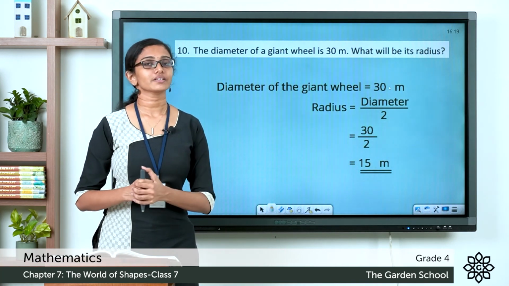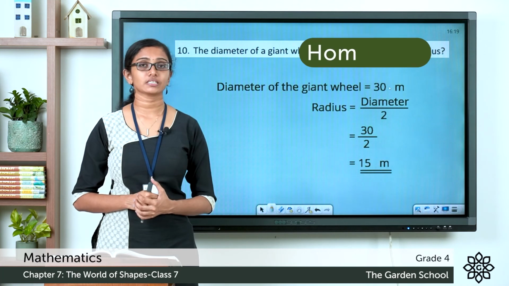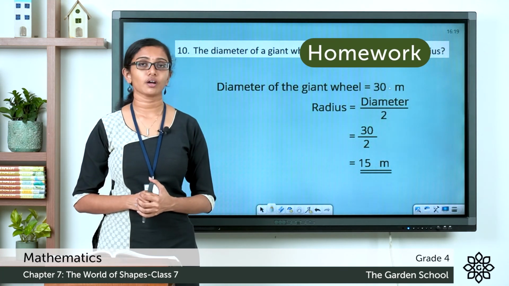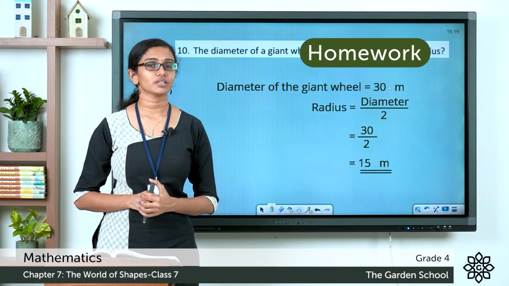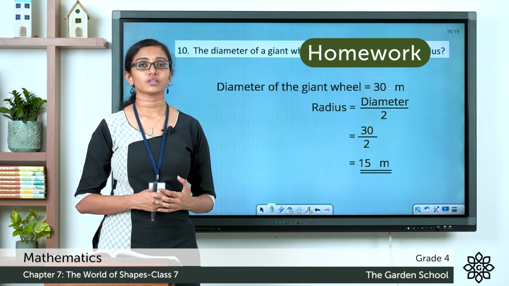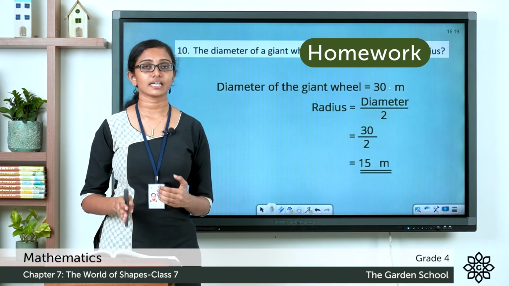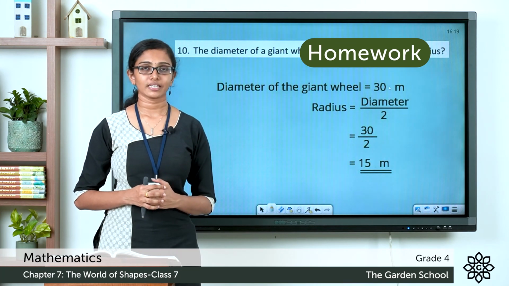Hope you are clear with all the questions. Please complete the questions which you were asked to work out in your notebook from this section. I hope all the concepts you learned in this chapter are clear to you. Please go through all the concepts and the exercise we learned in this chapter once again.